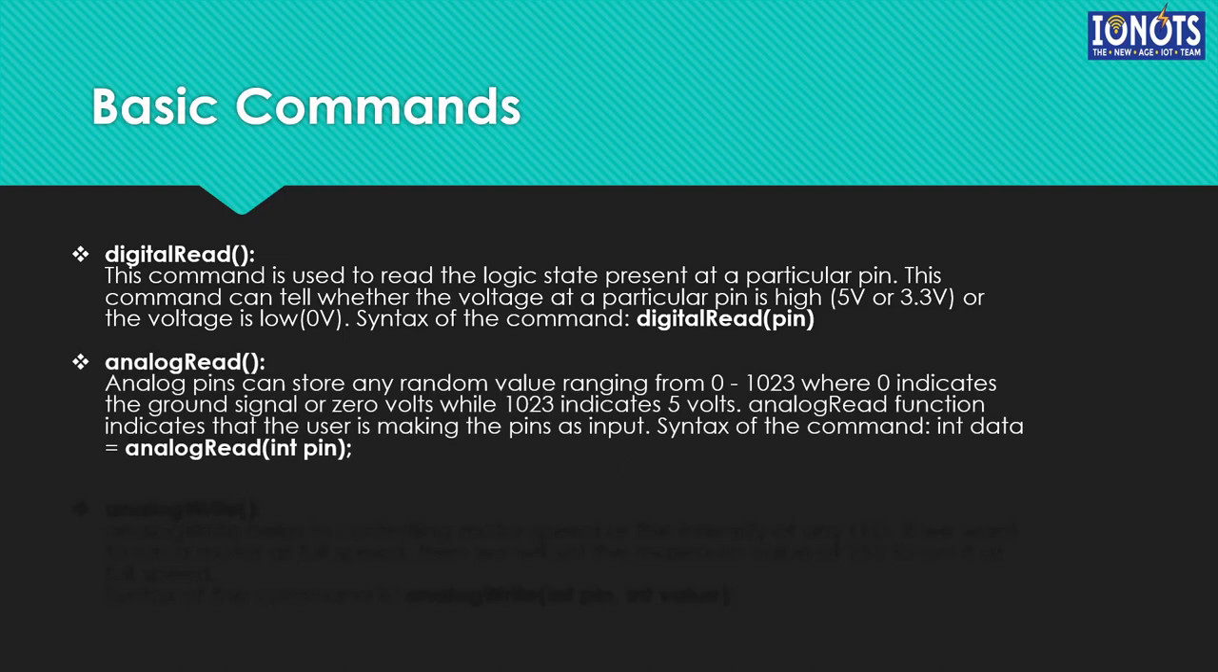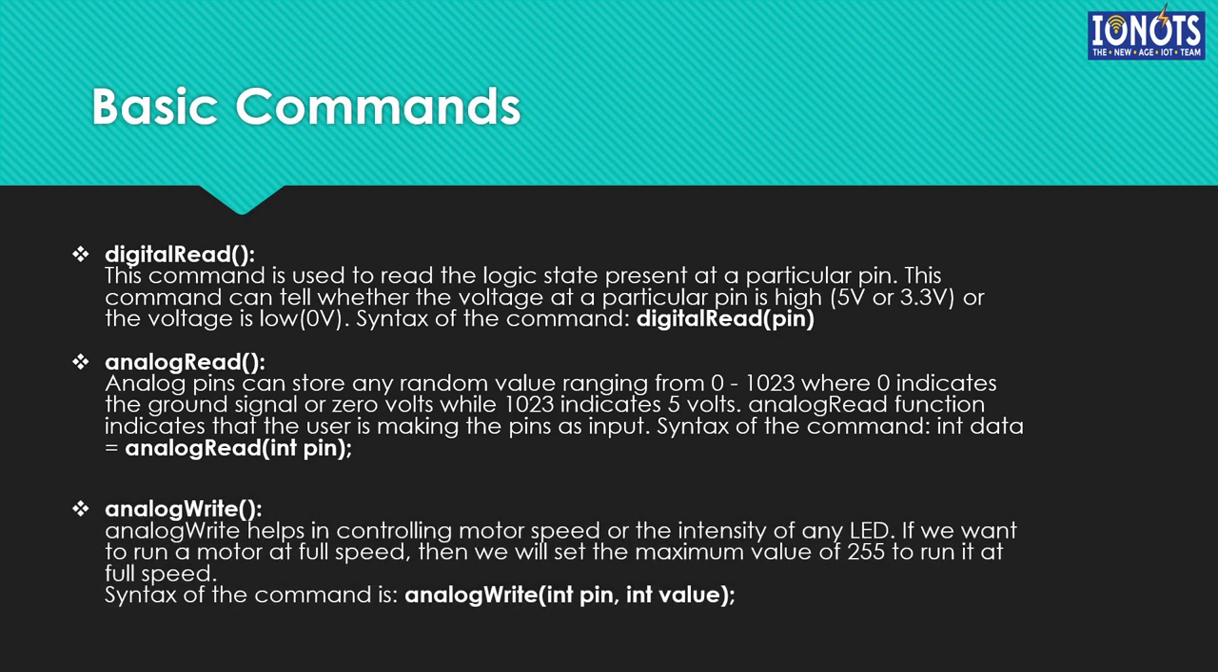Analog read. Till now we have talked about digital read and write, which means those pins can only deal with digital data, that is binary data. Analog data is not binary data, it has a wide range of values. While writing about analog read, analog pins can store any value from 0 to 1023, where 0 indicates the ground signal or 0 volts, while 1023 indicates 5 volts. There are 1023 levels between 0 volt to 5 volts. Analog read function indicates that the user is making the pins as input because you are reading it. Syntax is as shown.